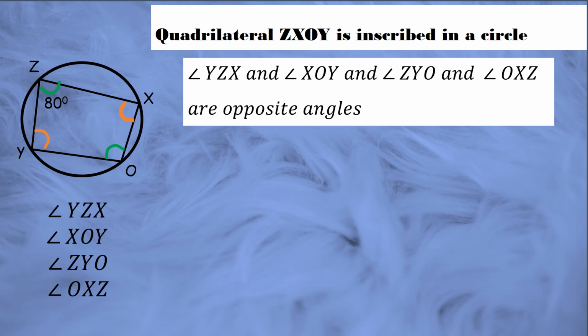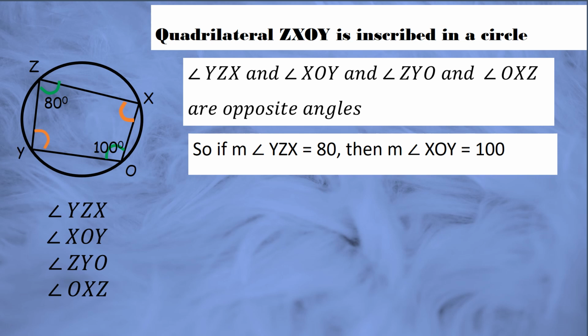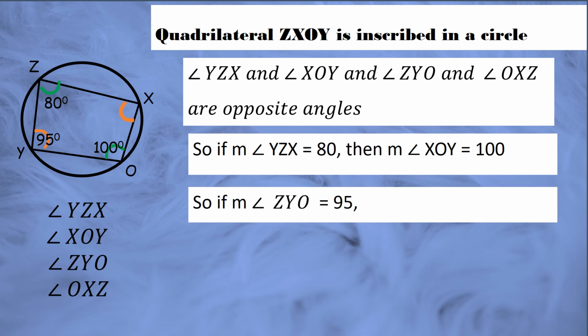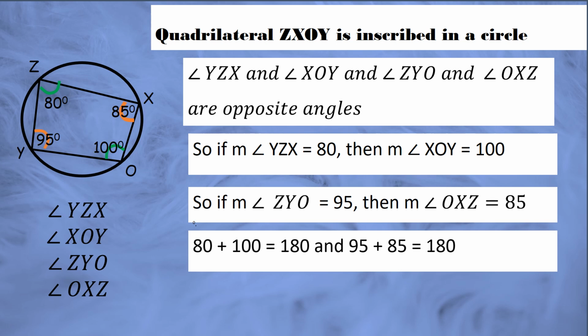Now, meron na tayong given na isang measure, which is 80 degrees. So, ano kaya itong isa? So, if measure of angle ZYX is 80, then the measure of angle XOY is equal to 100. And then, yung isa naman, kung ito ay 95, if angle ZYO is 95, what's the measure of angle OXZ? Okay, so it's equal to 85 because 80 plus 100 is 180 and 95 plus 85 is equal to 180.